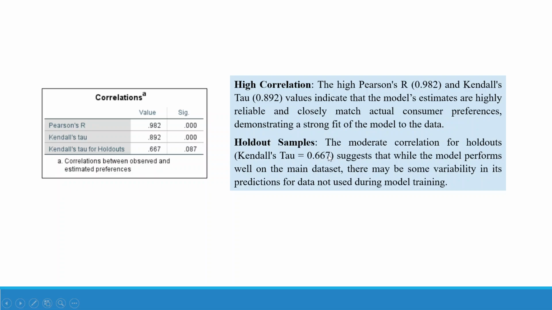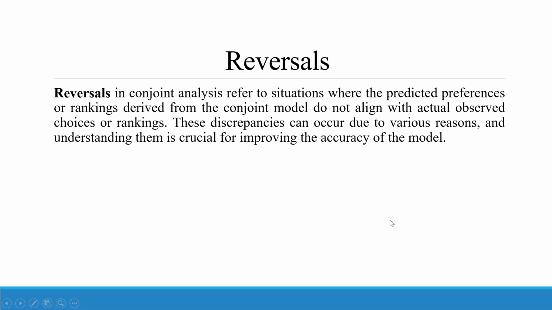Holdout samples. The moderate correlation for holdouts, this one 0.667, suggests that while the model performs well on the main data set, there may be some variability in its predictions for the data not used during model training. That is, if another data set is given, there can be some variations.